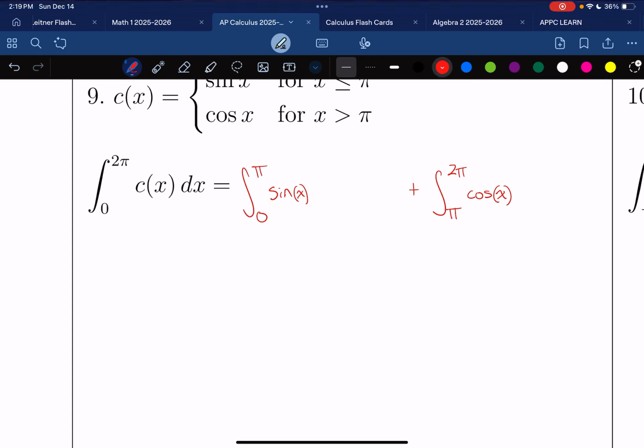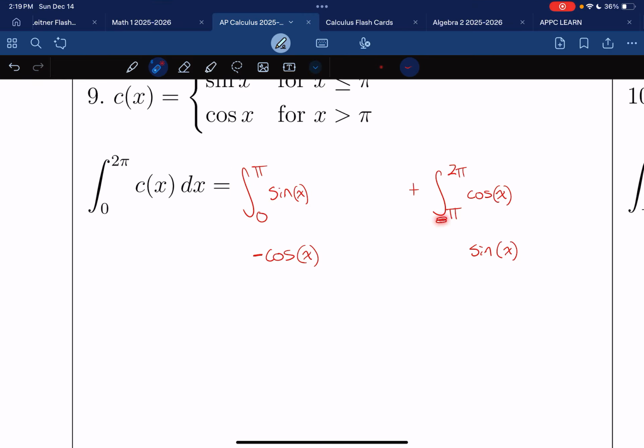Sine and cosine always flip-flop, so I'll worry about the signs in a sec. I know sine is going to turn into some sort of cosine, and cosine is going to turn into some sort of sine. The question is, which of these is negative? One of them is negative, one of them is not. Whenever you see an antiderivative, it stands for anti. Anti-same means change. You are going to change the sign right here.